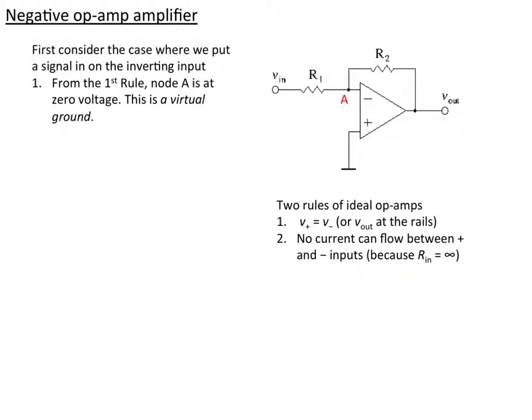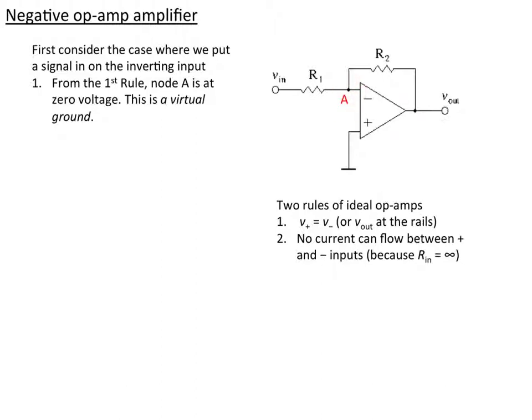So first we use rule number 1, that V plus equals V minus, and that the non-inverting input is connected directly to ground. Well, if V plus equals V minus, that means this must also be at 0 voltage. Now, we say that that's a virtual ground. Note that it is not a ground in that no current flows directly from A to ground. Normally when we say that things are all connected to ground, we say that they're actually connected. Current could flow from one to the other, but that's not true in this case. It is true that the voltage at A will be the same as the voltage at ground, 0 in other words.